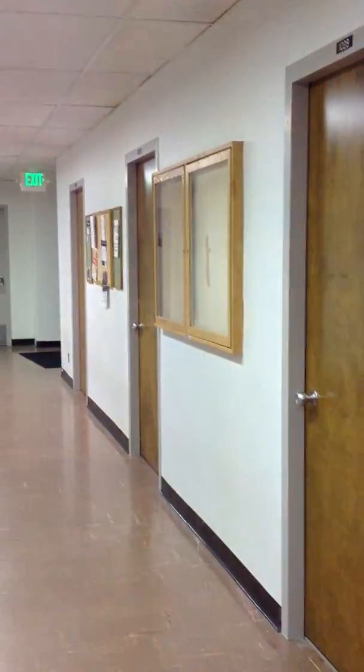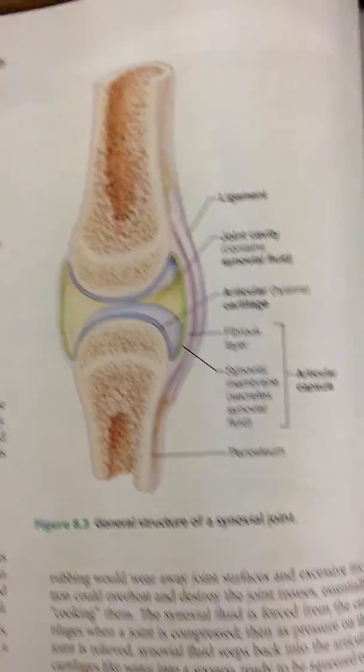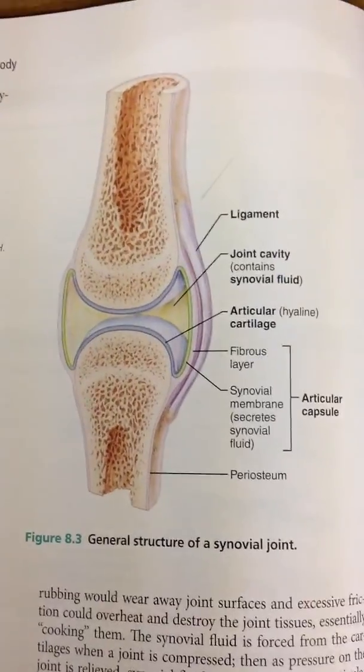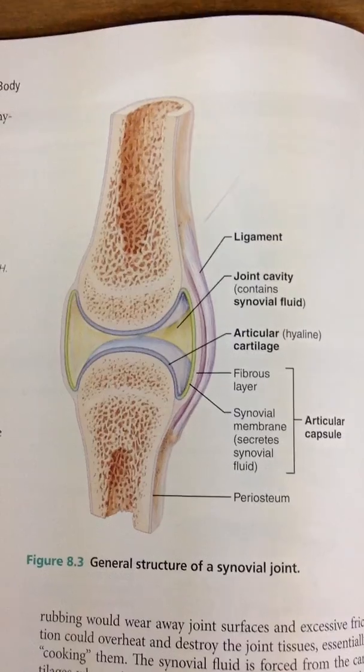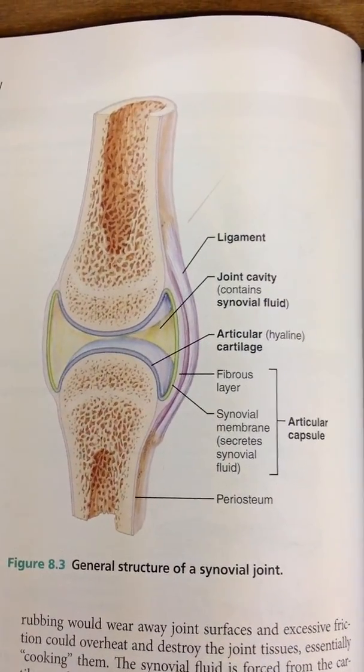Okay, and then I'm going to tell you about some of the general characteristics of synovial joints. So I'll take this. Okay, so here is a general structure of a synovial joint. Synovial joints are articulating bones that are separated by a fluid-containing joint cavity.